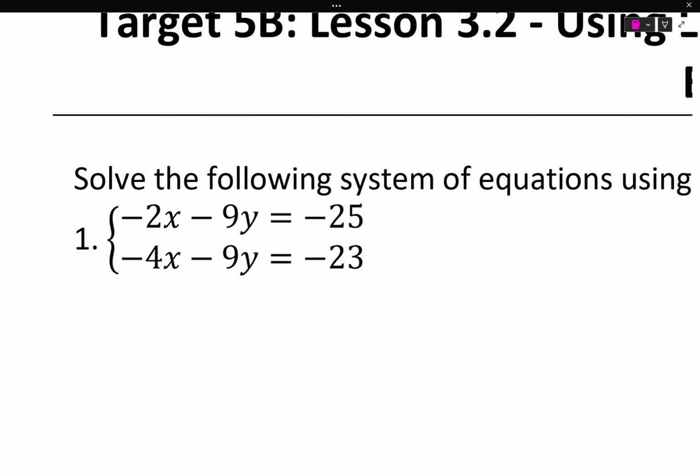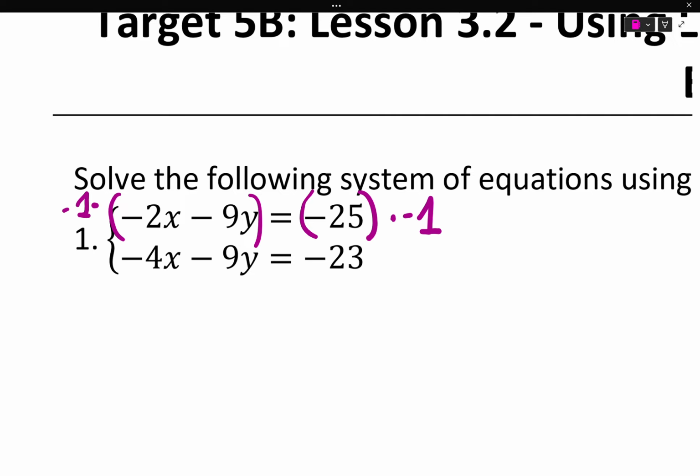Now in this system, I noticed something unique. This is not always going to happen, but we have plenty of examples left of more common types. In this example, we have actually the same exact number for y. We both have -9s for y. I would like to make them opposite. In order to make them opposite, we're going to multiply both sides of the equation by -1. -1 creates an opposite. Let's do it.